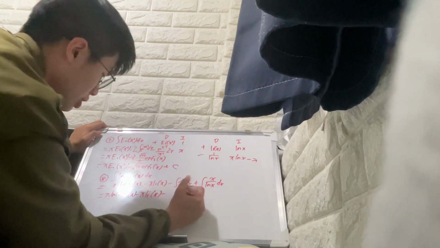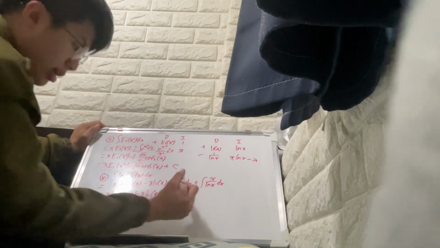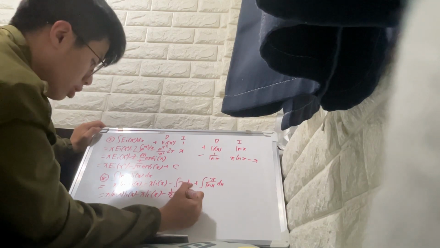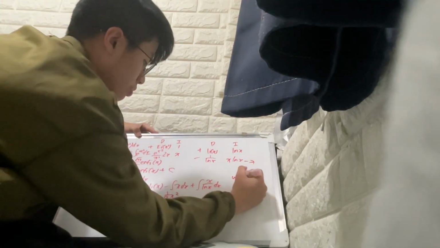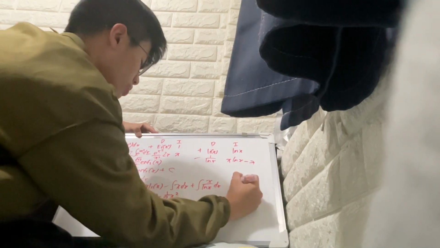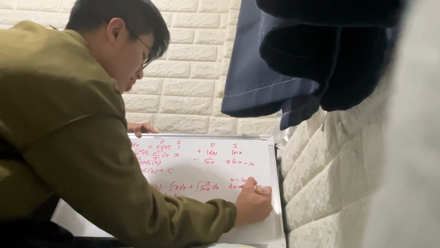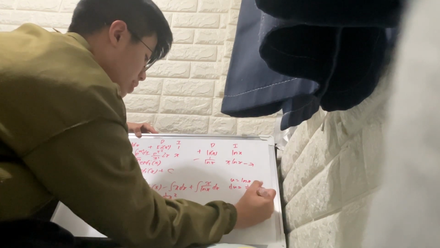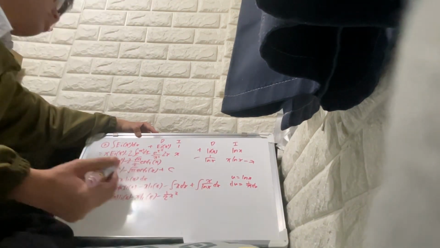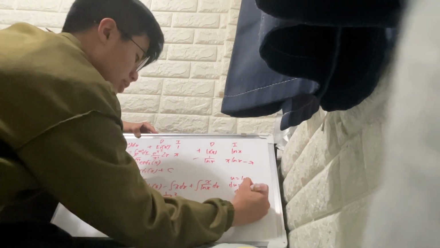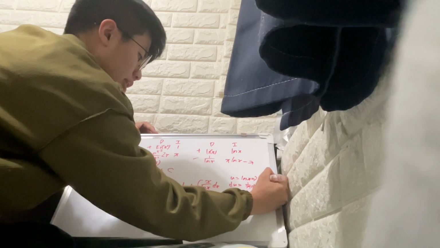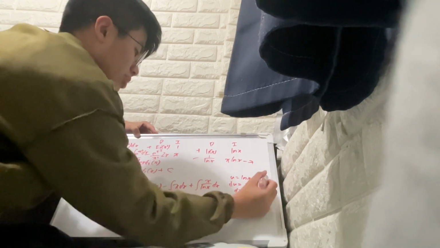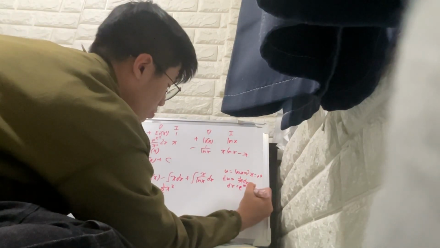And this integral is just add 1 to the power and then divide by the new power. You get 1 over 2 x squared. And then for this integral, let me use u-substitution. Let u equal ln x. du is equal to 1 over x dx. And then dx, solving on one side, you get x equal to e to the u, so dx is e to the u du.